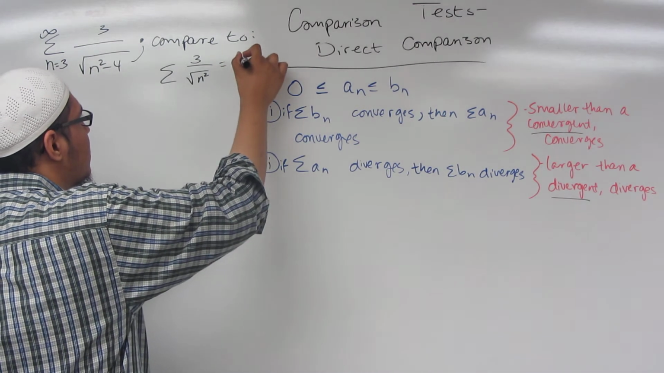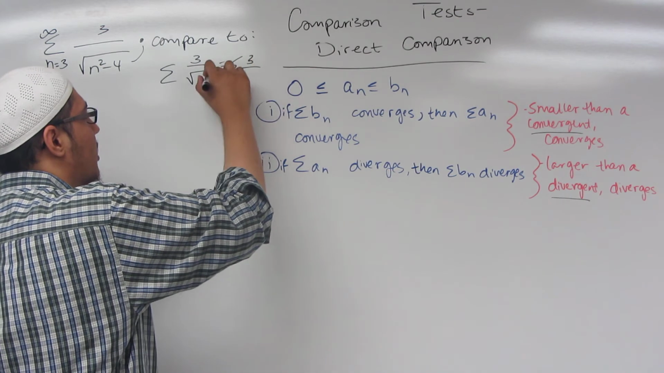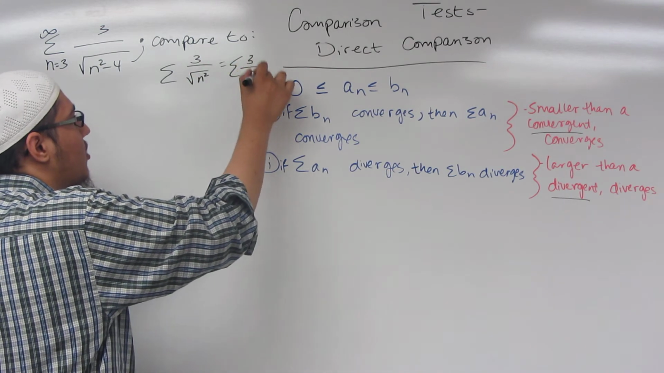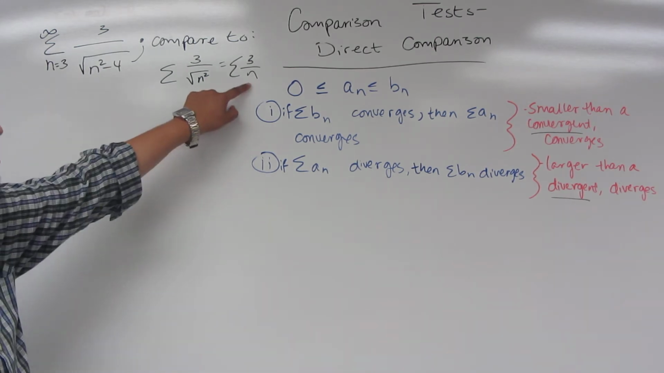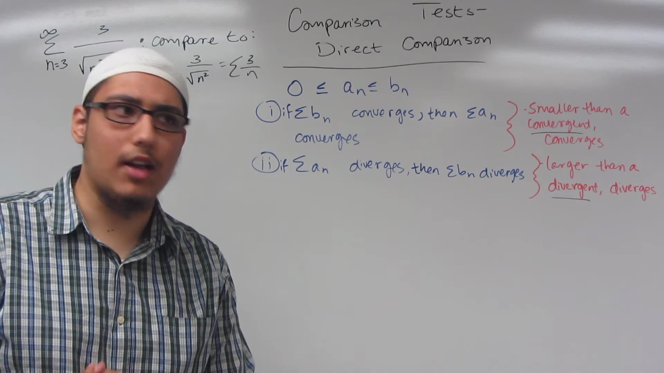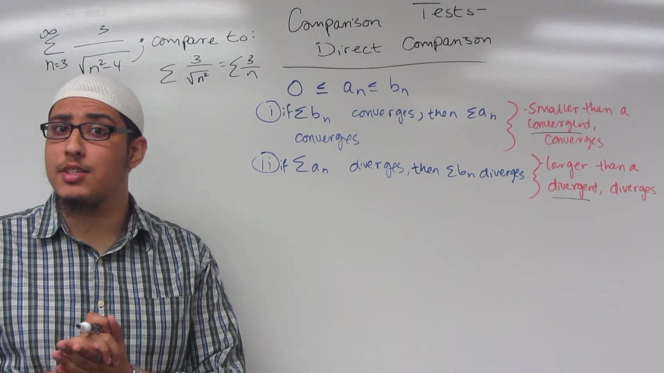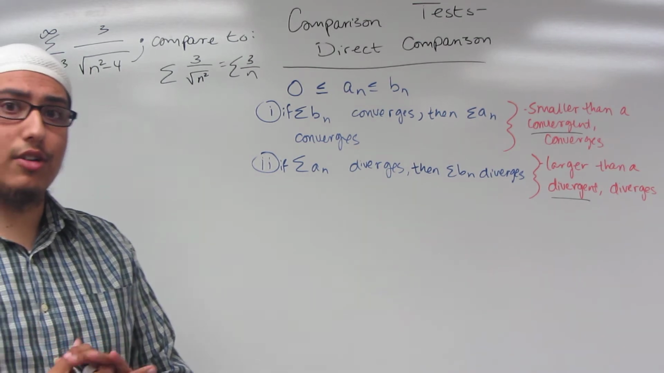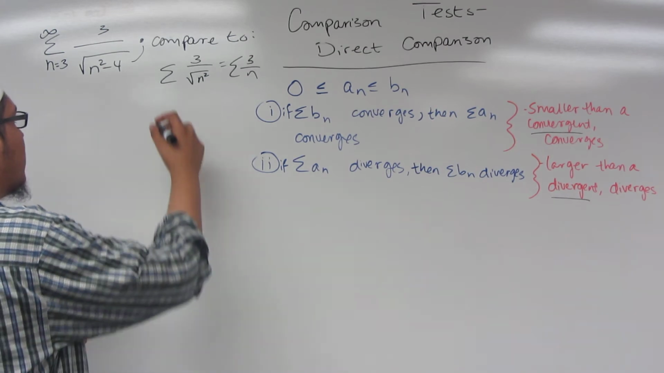Well, let's look at this. This simplifies down into 3 over, what's the square root of n squared? Well, the square root and square cancel each other out, leaving us 3 over n. Well, hold on. This looks like a series that we know. This looks like a harmonic series. Harmonic series always diverges. All right. If you have a question about what the harmonic series is, you can view our video on harmonic series. So this series is divergent.